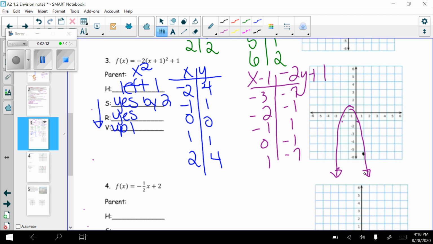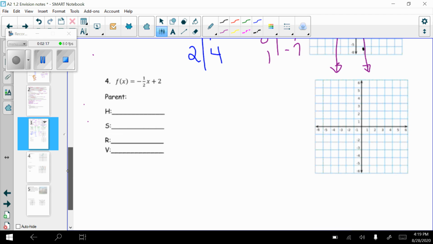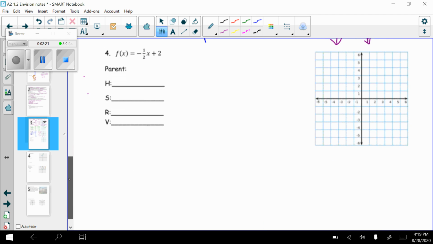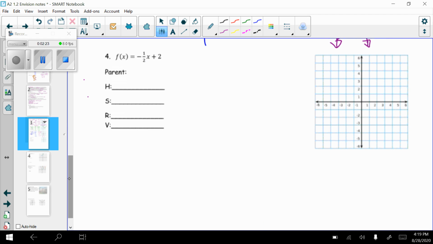So now we want to move on to number 4. The original function they give to me is f of x equals negative 1/2 x plus 2. We need to identify the parent function. So negative 1/2 x plus 2, that's just a line. Remember to identify the parent function, you get rid of everything that is with the variable. So our parent function was just f of x equals x, which is just the diagonal line.